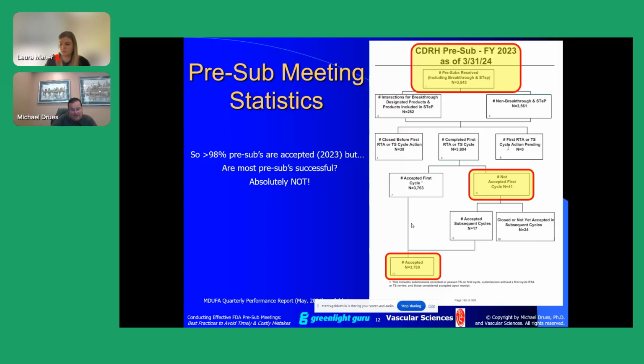But back to the question that I asked in the polling a moment ago, are most of these pre-subs successful? Just because you submit a pre-sub to the FDA and they accept it and maybe give you some feedback or have a meeting about it does not, in my book, constitute a successful pre-sub. So the question is, what is a successful pre-sub? My definition of a successful pre-sub is when everyone walks out of the room agreeing with me. Now, if we apply that criteria across the board, the vast majority of pre-subs are not successful. It's a simple reality.